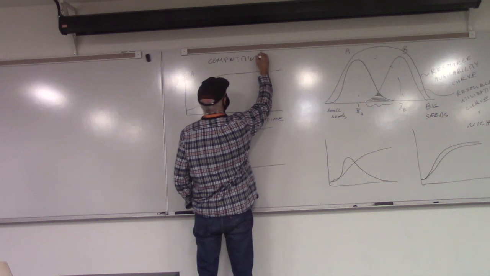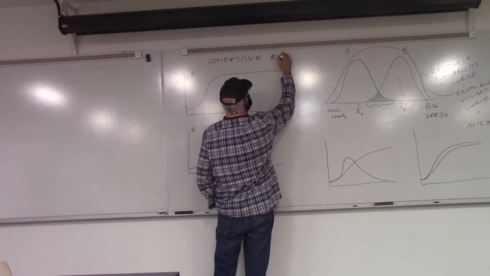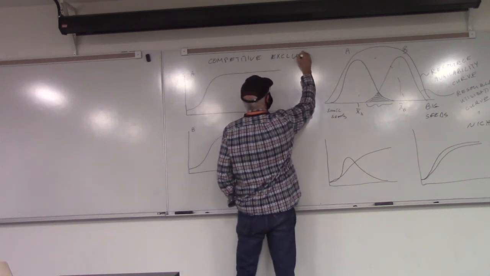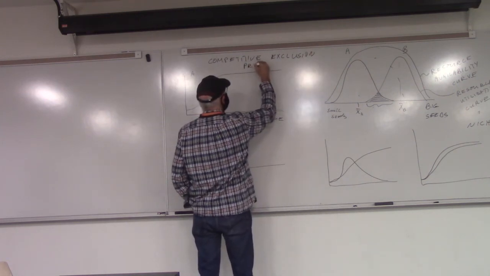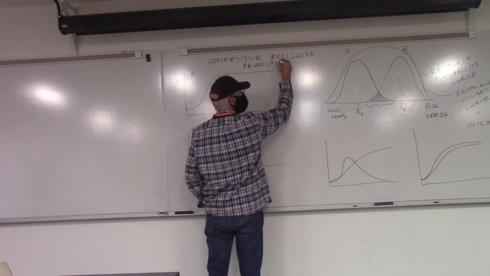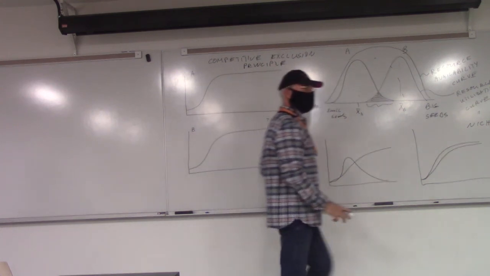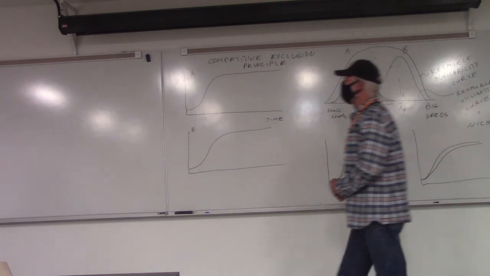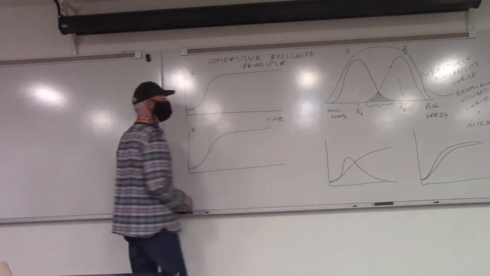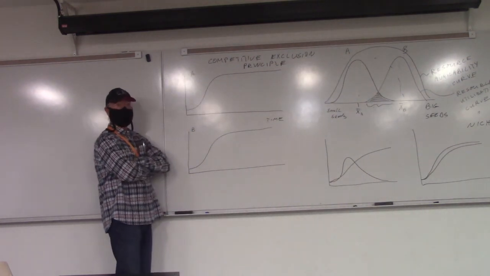Competitive exclusion principle. The competitive exclusion principle says that no two species can occupy the same niche at the same time.